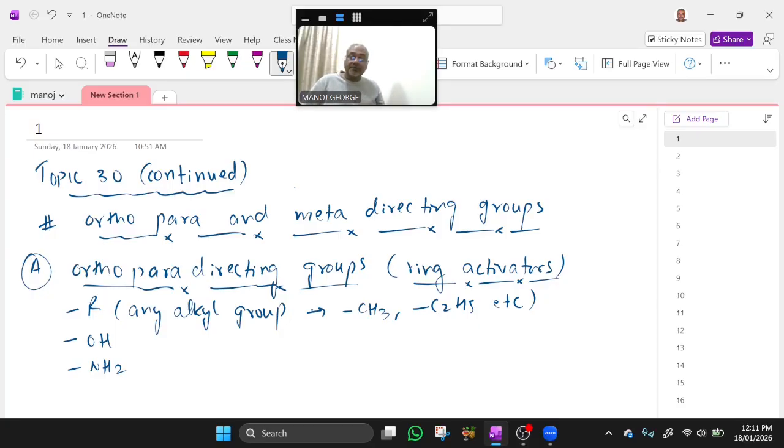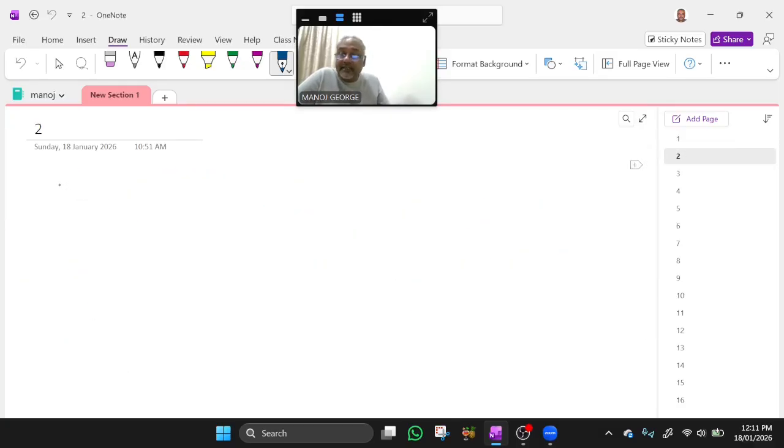These are the three groups of ortho-para directing groups which you are supposed to know. So why do we have to study this? Because today's main discussion, methyl benzene, methyl, as you understand now, is an R group. So it's an ortho-para directing group. So first of all, we need to know what exactly they do. The effect of ring activators.